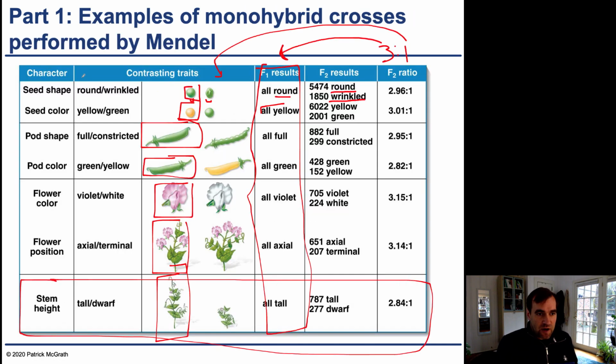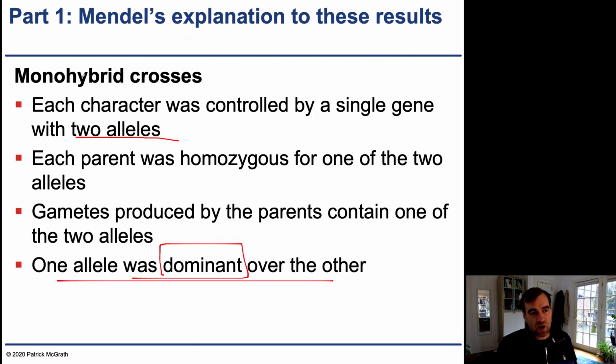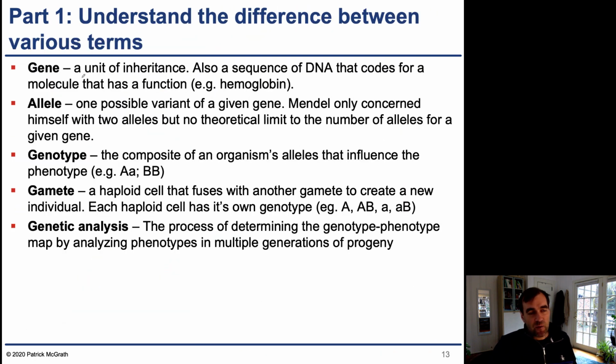So we started out with terminology for the phenotypes, and now we have similar terminology for the genetic information. So the gene is the unit of inheritance. So this to me is analogous to the character. A gene is also a sequence of DNA that codes for a molecule. It can encode for a protein, encode for an RNA, but there's some sort of fundamental unit of inheritance.